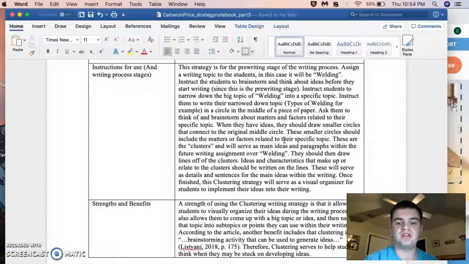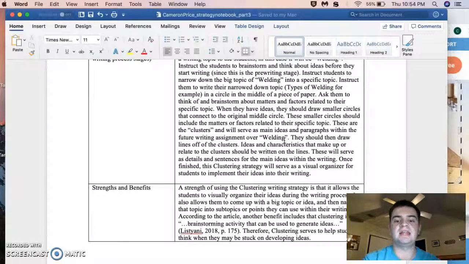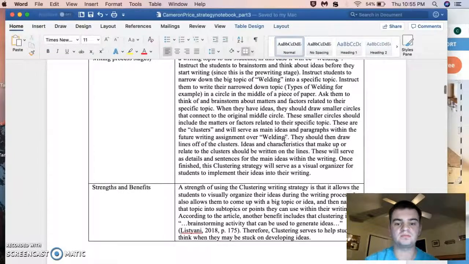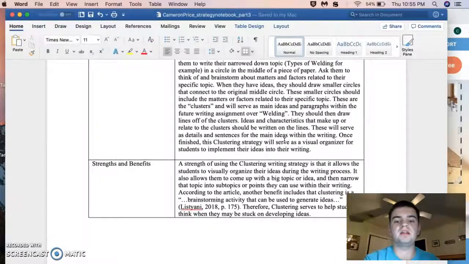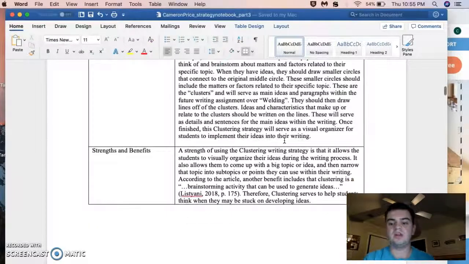After they do the drawing of the clusters, they should then draw lines off the clusters, and then ideas and characteristics that make up or relate to the cluster should be written on the lines. And whatever is written on the lines, like the characteristics, are going to serve as the details and sentences within the paragraphs, within the main ideas from the clusters that are going to be in the writing. And then once they're done, the cluster they make will serve as a visual organizer for their ideas so that they can look at it when they start writing.